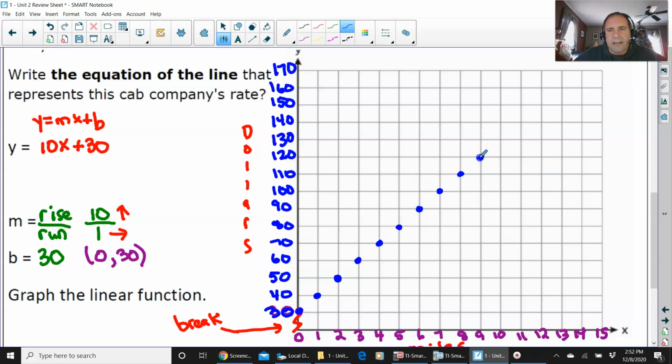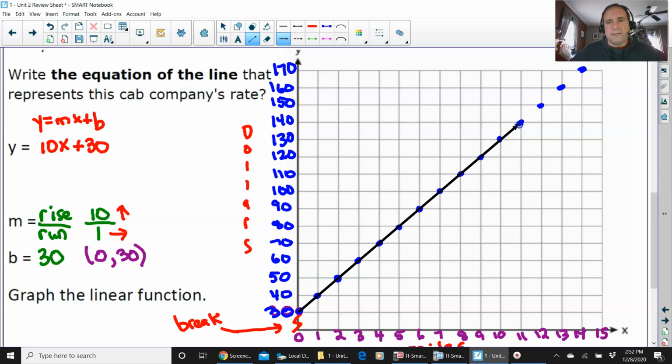And it's not like you're going up 10 boxes, 10 units. You're going up 1 because you already labeled that y-axis by tens. And you see how easy it is to go ahead and graph now. Now take your straight edge and connect those points just like that. Last thing, please get in the habit of doing this, put the equation on the line.